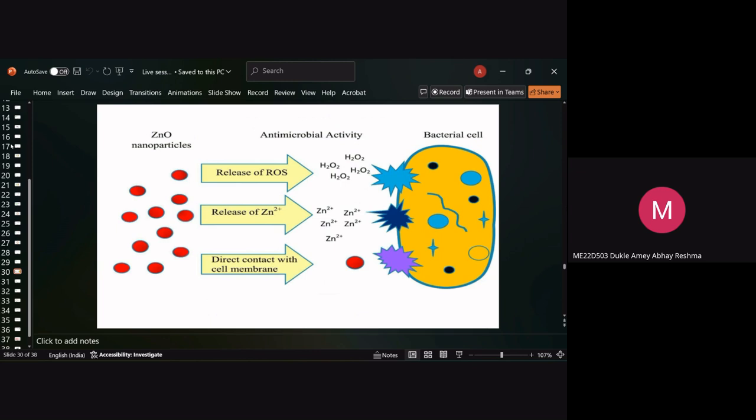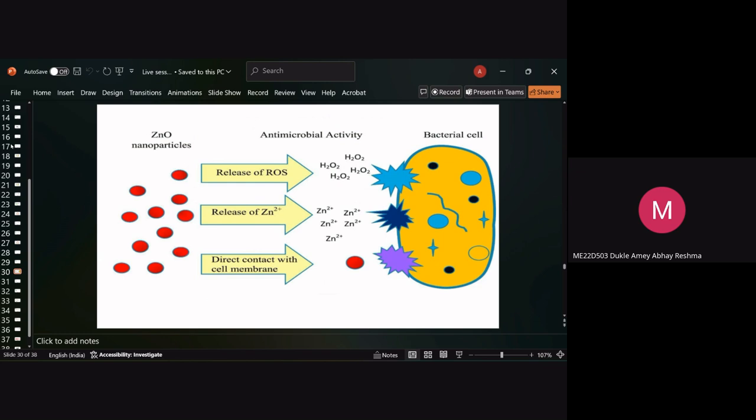Whenever zinc oxide nanoparticles are used, there is a three-pronged approach. First, there is release of reactive oxygen species. They create oxidative stress on the bacterial cell membrane, which leads to killing of the bacterial cell. Then there is release of zinc ions. Zinc ions disrupt the sodium potassium pump, which we studied last time. Zinc passes through and disrupts the pump. That is what you need to know.